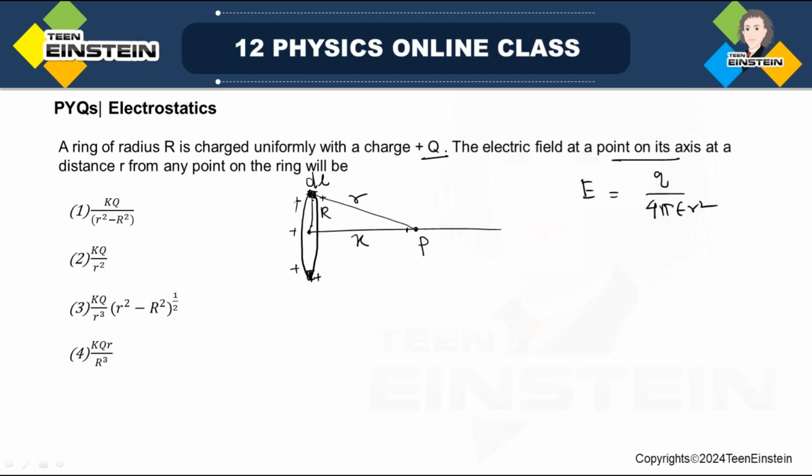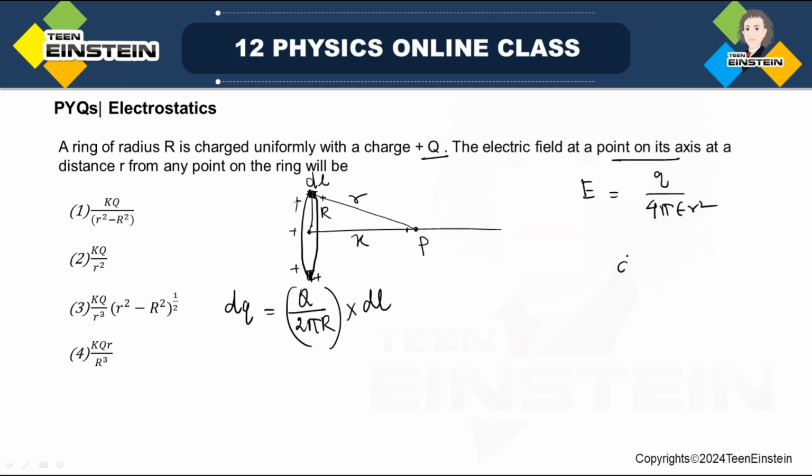This element, or segment of the ring, has length dl. So what will be the charge in this? I have to first find out. So let me take that charge as dq. But what is that charge? Linear charge density, that means the whole charge given divided by the whole length of the ring, that is 2 pi capital R. This is the linear charge density into the length of that particular segment. So this is the charge.